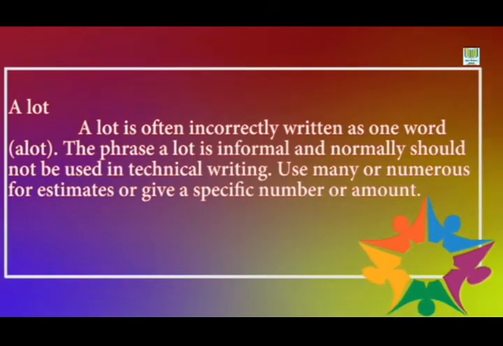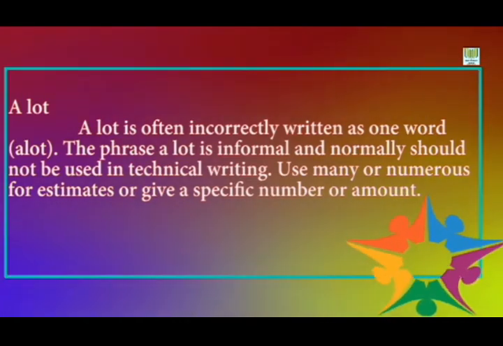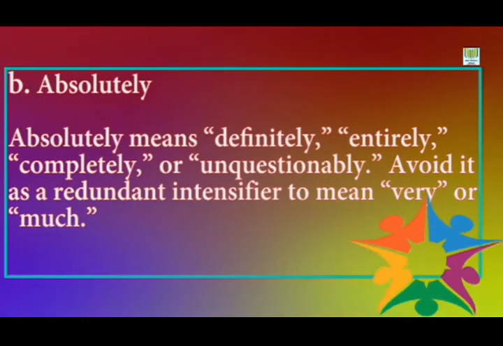A. A lot. A lot is often incorrectly written as the word alot. The phrase a lot is informal and normally should not be used in technical writing. Use many or numerous for estimates or give a specific number or amount. B. Absolutely. Absolutely means definitely, entirely, completely, or unquestionably. Avoid it as a redundant intensifier to mean very or much.